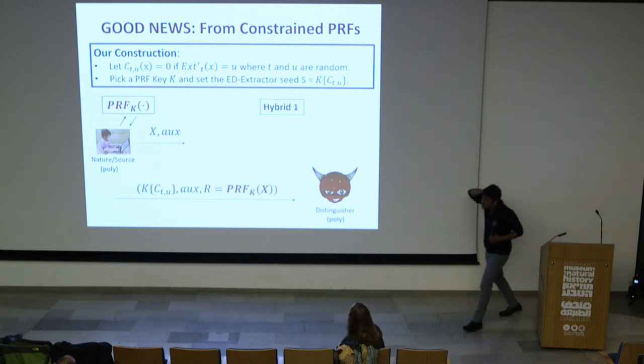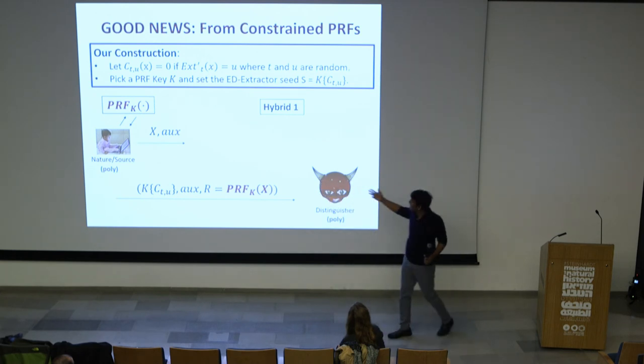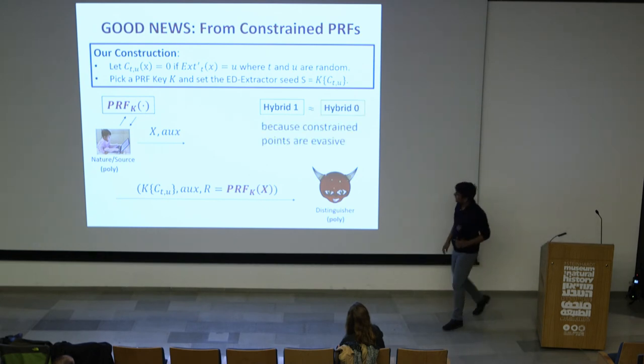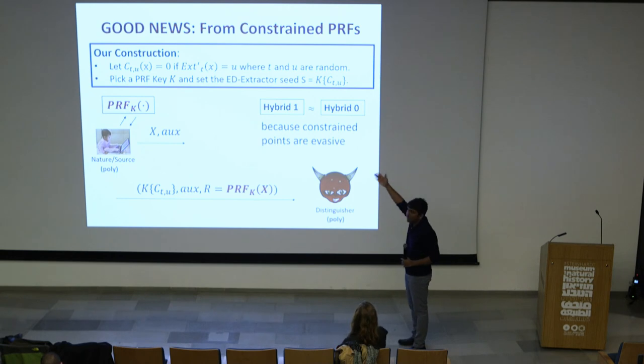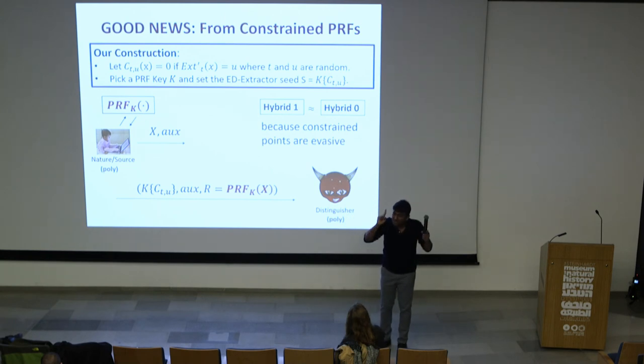The first thing I'm going to do is replace the oracle access to the constrained PRF with the PRF itself, with the unconstrained whole table. The point is you're not going to know the difference. These two are indistinguishable because the source is never going to query on a point where the constraint evaluation is different from the PRF evaluation. These points are evasive. They're very small in number, and U is random, so you're never going to hit that.